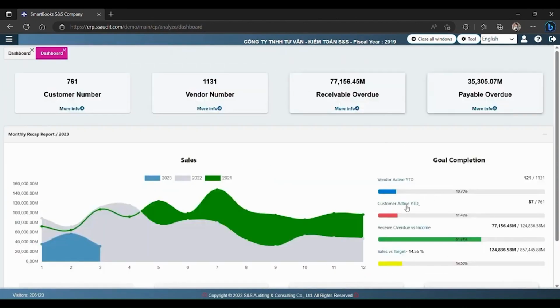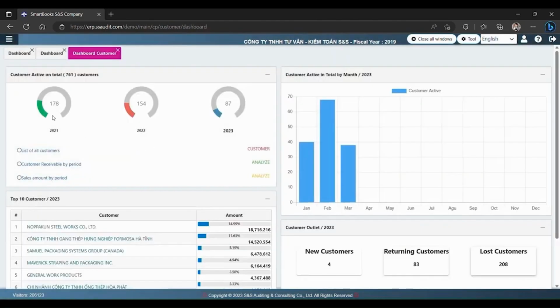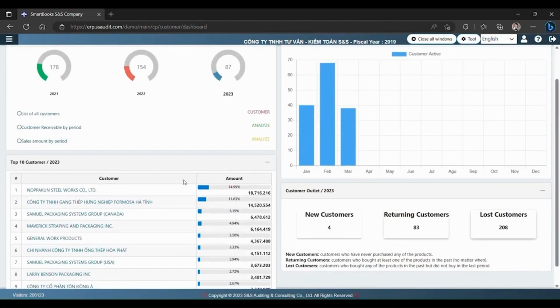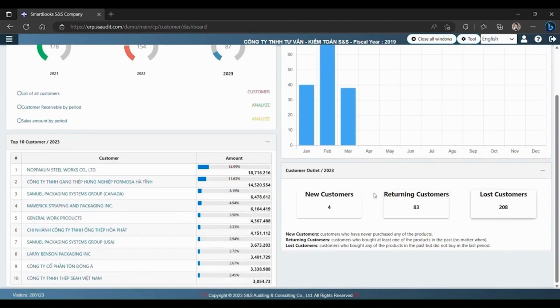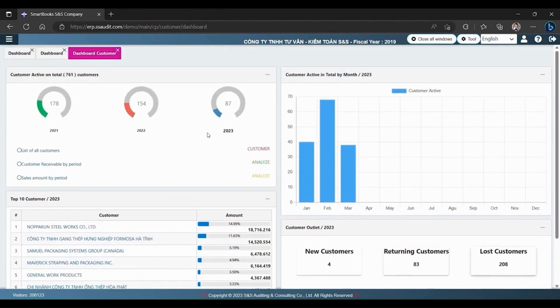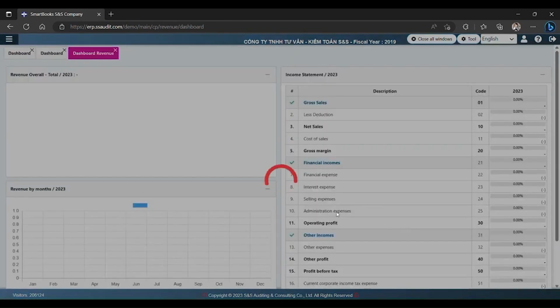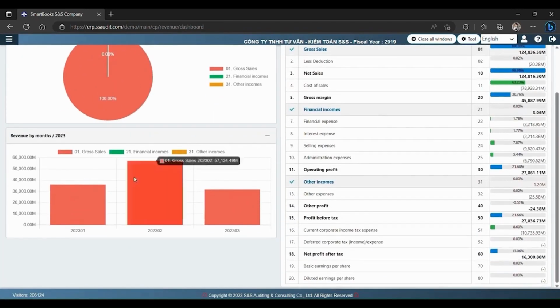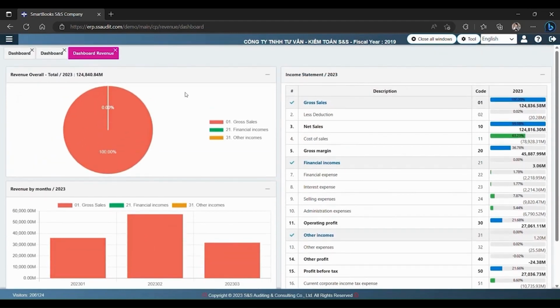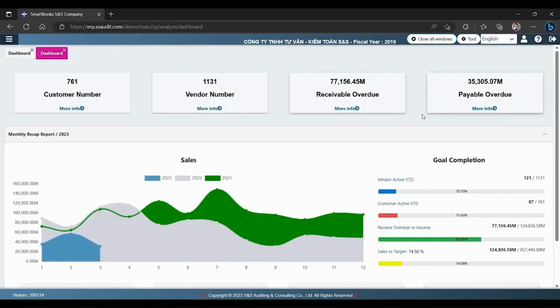Customer active year to date. Number of customers who bought at least one of products this year versus total customers. Receive overdue versus income. Receivable amount would be overdue versus income. Sales versus target. Sales amount year to date versus target total sales amount last year.